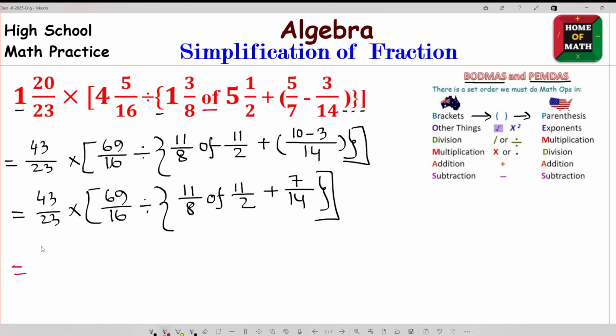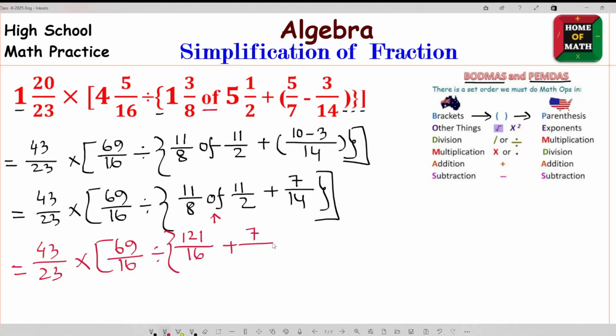Now look, 43/23 times 69/16 divide, and then this second bracket we will start and we have to finish 'of', right? So look, 11/8 of 11/2, so nothing will be divided, therefore 11 times 11 will be 121 and 8 times 2 will be 16, and it should be inside the second bracket, plus 7/14, right? Close second bracket.